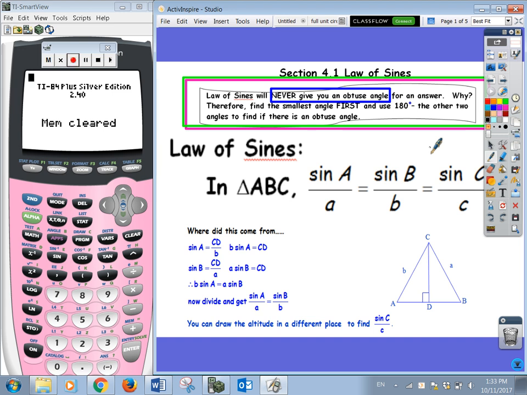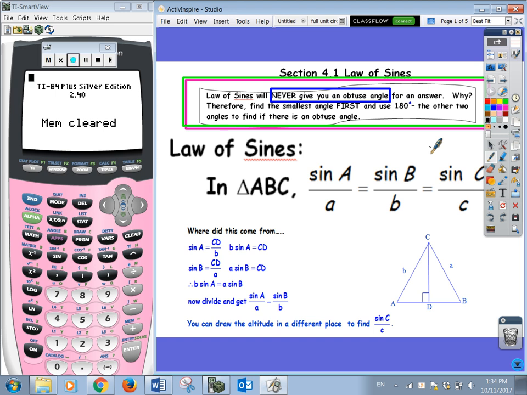Now, obviously today that's all we're doing, so we're not going to make you do that. But starting tomorrow, sometimes there will be obtuse angles that are the first thing you have to find, and there's another law to find those. But again, law of sines cannot give you an obtuse angle for an answer because, remember, our restrictions: inverse sine will only give you an angle in either quadrant 1 or 4, and those would be acute angles.